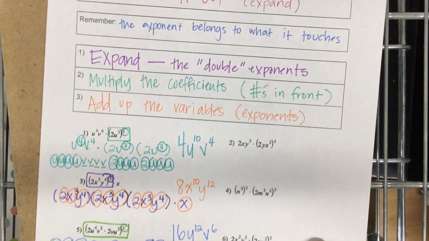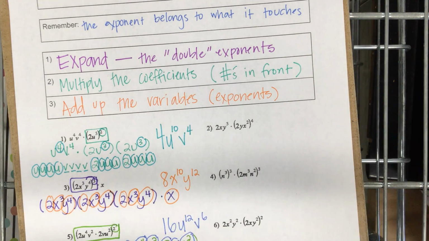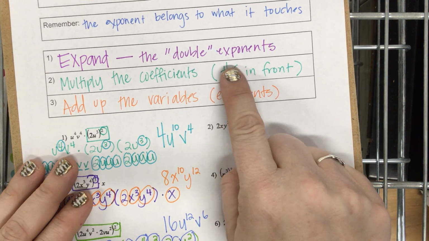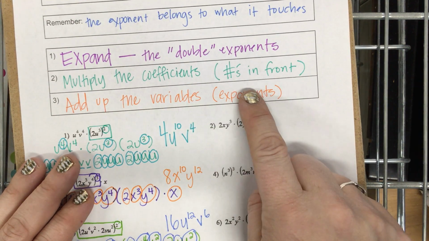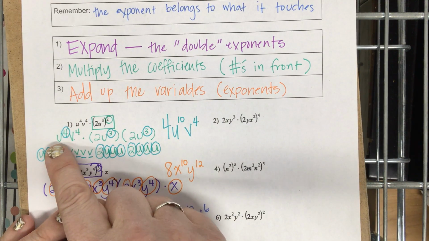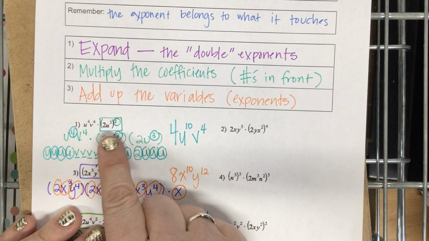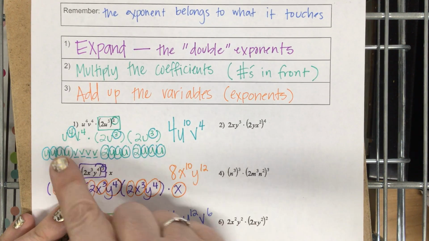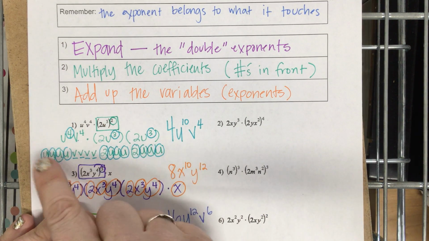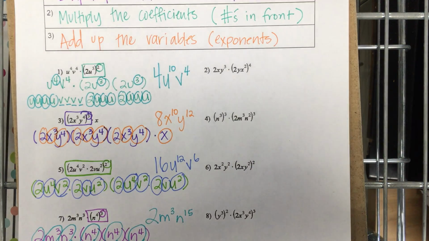So again, my rules are expand the double exponents. And then if the shortcut makes sense, you can multiply the coefficients, which are the numbers in front, and add up all of the variables. Or if this part doesn't make sense, you can expand and then expand again. So in this example, I expanded because that 2 touches the parentheses, so the parentheses happen twice. And then I expanded all the way out and counted. Finish these 4 examples, and then you can start your homework.